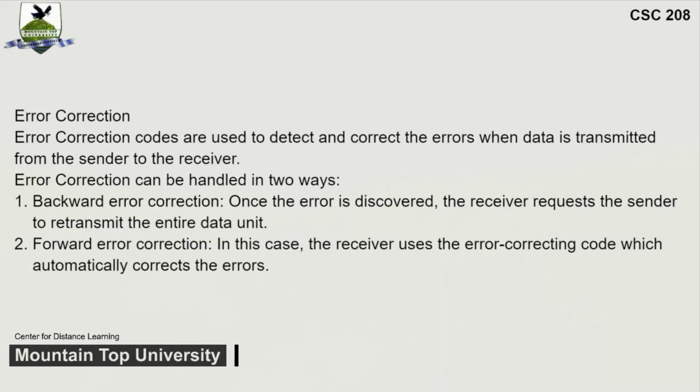Error correction. Error correction codes are used to detect and correct errors when data is transmitted from the sender to the receiver. Error correction can be handled in two ways. Backward error correction. Once the error is discovered, the receiver requests the sender to retransmit the entire data unit. Forward error correction. In this case, the receiver uses the error correcting code which automatically corrects the errors.